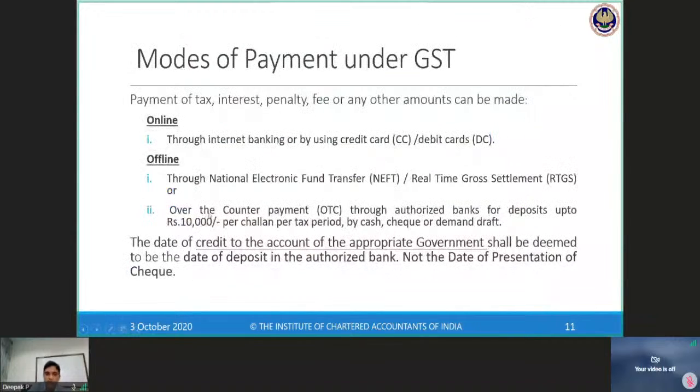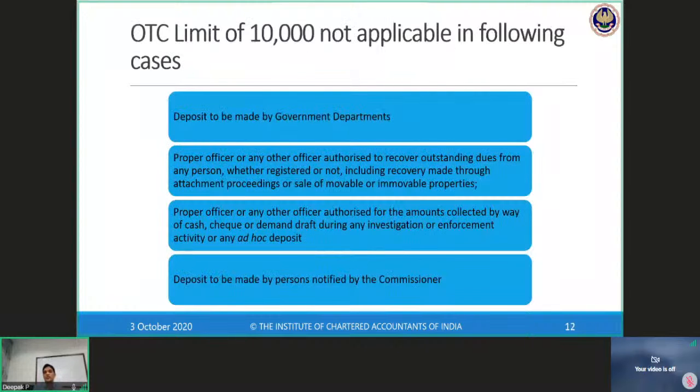Now, I said over here that over the counter, there is a limit of 10,000 rupees. For online transactions through internet banking and through NEFT and RTGS, there is no limit. It can go for any amount, but for over the counter, there is a limit of 10,000 rupees per challan. Now, this 10,000 rupees has an exception. This is mostly a likely question, asking in which circumstances the over the counter limit of 10,000 is not applicable.